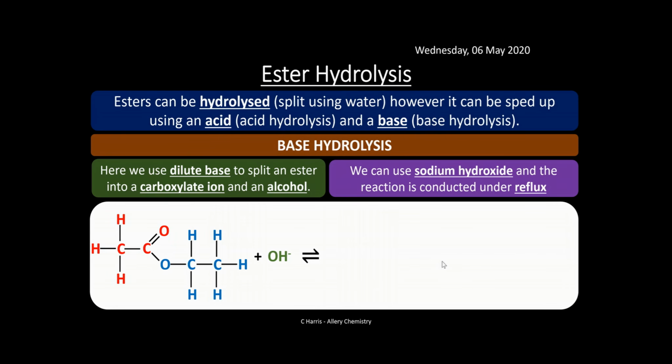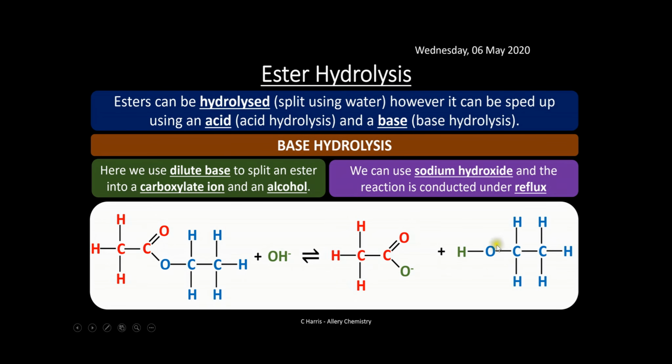So there's our ester, but this time we're going to use OH minus ions. We form this product here, which is our ion. You can see this bit here is our CH3CO from the carboxylic acid part, and the oxygen here comes from the base. And then you can see that we've also got our alcohol formed again. The hydrogen comes from the base, and the blue bit comes from the rest of the ester.